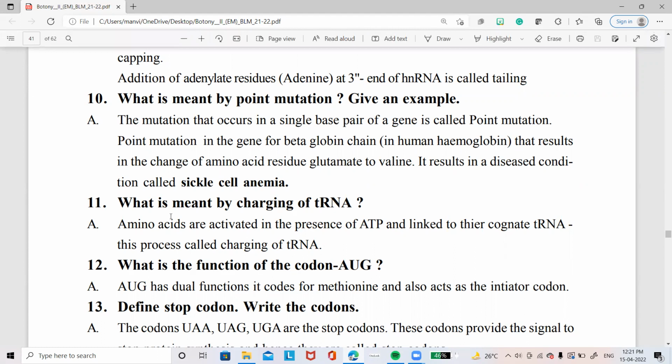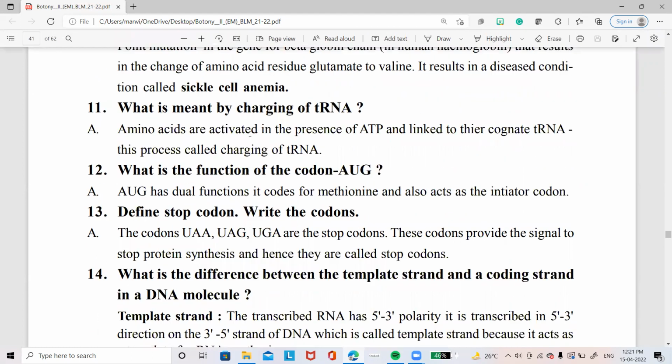Question number 11. What is meant by charging of tRNA? Amino acids are activated in the presence of ATP and linked to their cognate tRNA, a process called charging of tRNA. Amino acids are activated during the process of translation. We call it charging of tRNA.